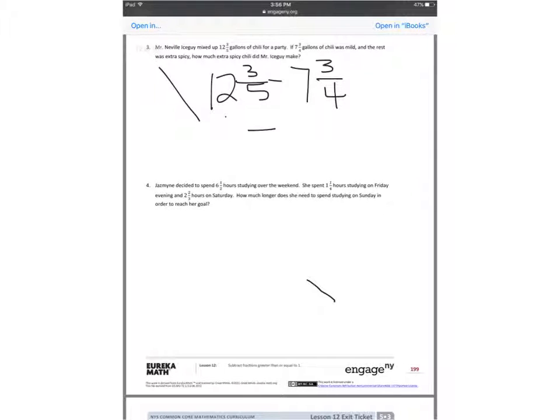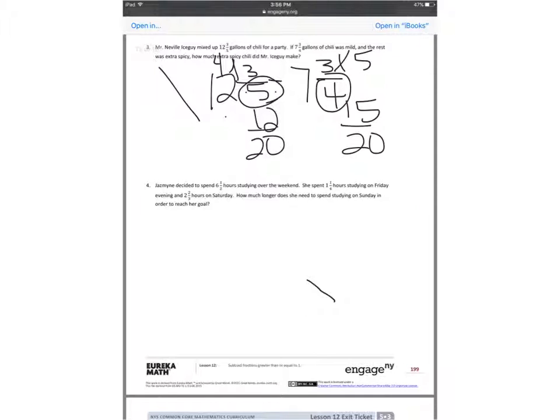So the first thing I do is find a common denominator. I chose 20 because 5 times 4 is 20. How did I get from 5 to 20? I multiplied by 4. So 3 times 4 is 12. How did I get from 4 to 20? I multiplied by 5. So 3 times 5 is 15.